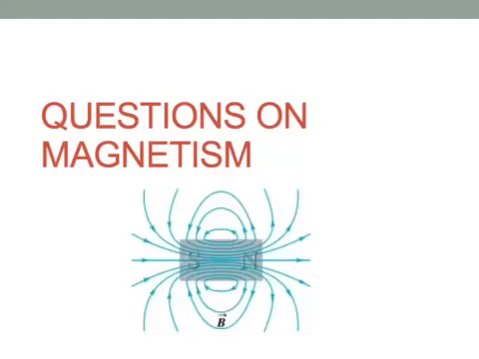So this is questions on magnetism. Shown below here is a diagram of a bar magnet with the north and the south pole indicated, showing you the shape of the magnetic field both inside and outside of the bar magnet. The symbol B, of course, is the magnetic field strength.